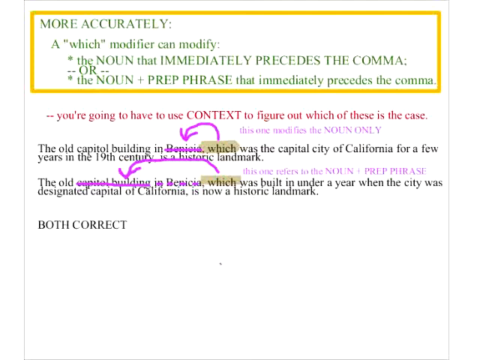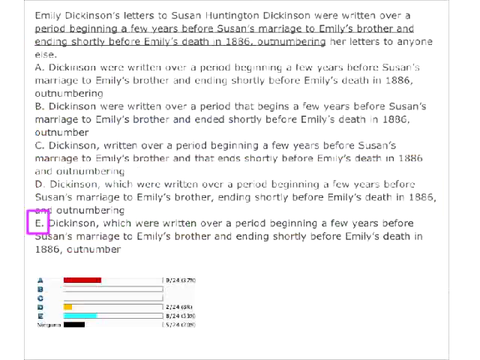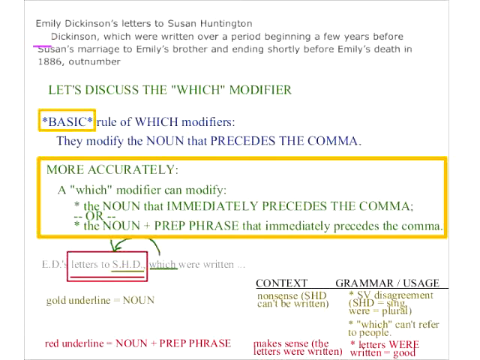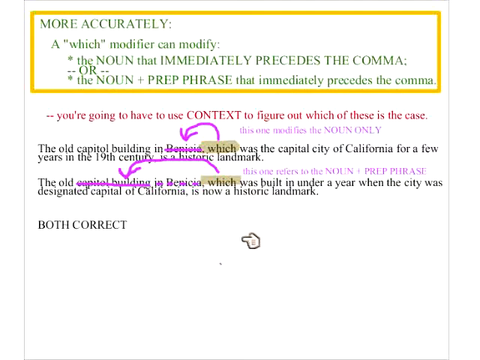These are both legitimate. We only have one example problem today because, frankly, once we've given you this rule, you have the rule, and to give more examples would be sort of redundant. But here's our example problem. We'll go ahead and do a quick coverage of the rest of what's happening in this problem in a second. But we do have a correct answer in which the which modifier is referring to letters to Susan Huntington Dickinson. Any questions about these two examples? Smiley face if these make sense. Questions in the text box if you've got them.